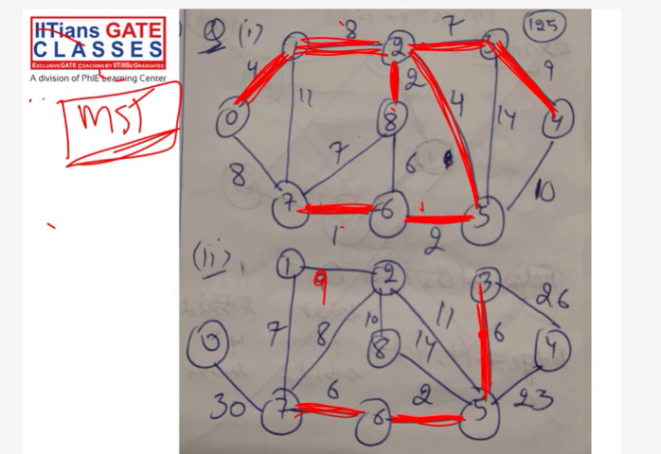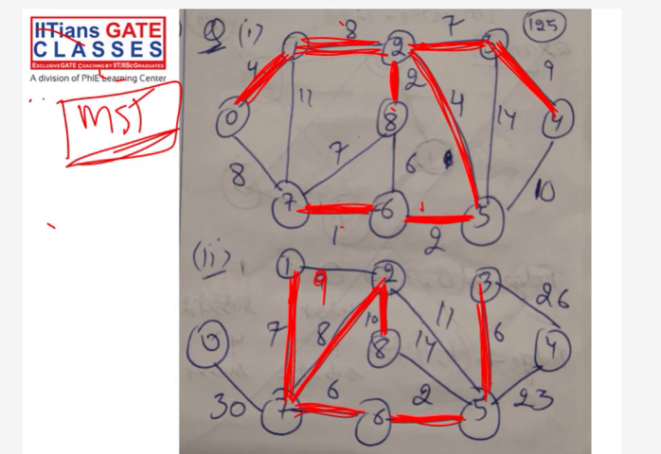Okay, and after that I have a 7. Fine. So I'll connect a 7. No cycle formed till now also. Then I have a 8. So 8 also connected, no cycle formed till now. Then I don't have a 9. I do have a 10 though. So let's connect 10. This is also connected.